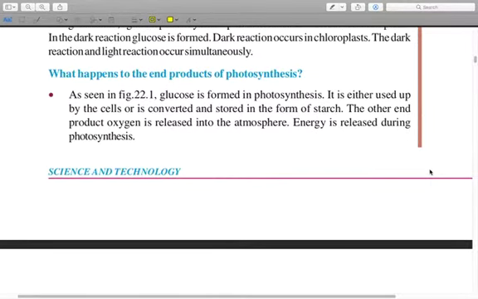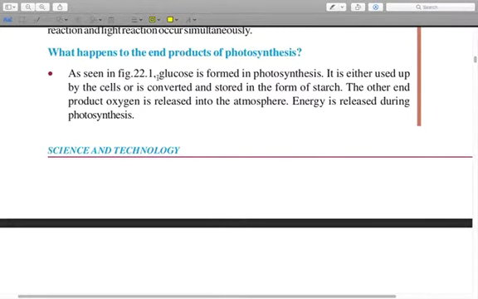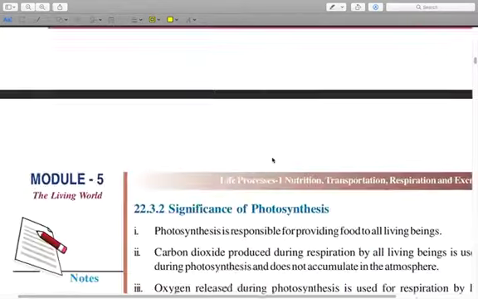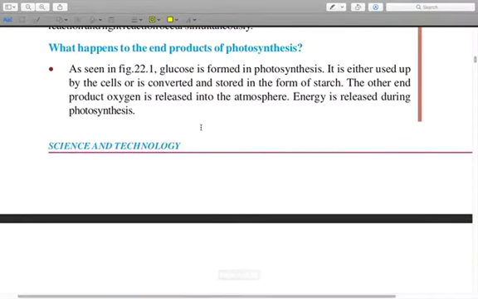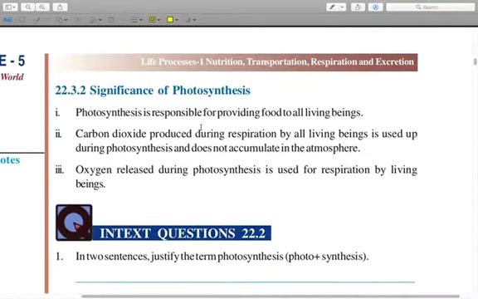So what happens to the end products of photosynthesis? Glucose is formed in photosynthesis, that is the food for the plant. So it is used by the cells, or transported to other parts of the plant, or if there is excess, it is stored in the form of starch. Another end product is oxygen, which is released into the atmosphere. So we breathe the oxygen.